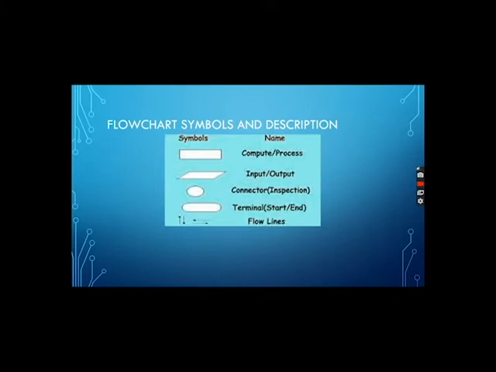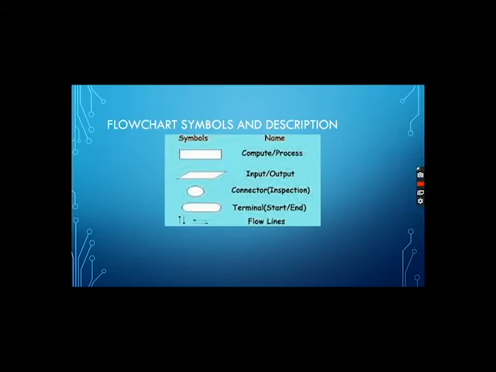Next is the connector, or the on-page connector. Connectors connect the parts of the program. There are two types of connectors: the off-page and the on-page. Next is the arrow. We also have the terminal, start and end. The terminal is a capsule. It starts and ends the flowchart. In a sequential control structure, there can only be one start and one end terminal.